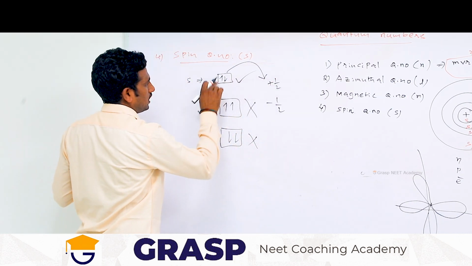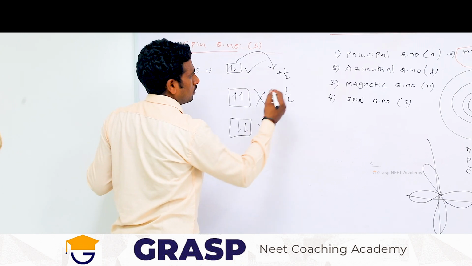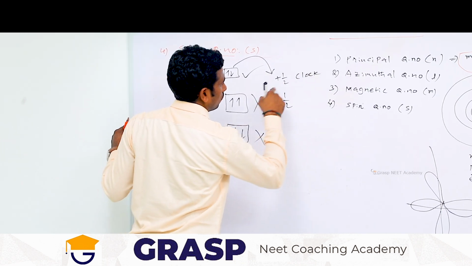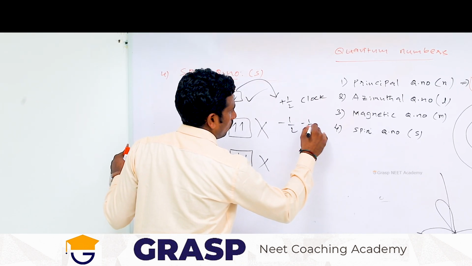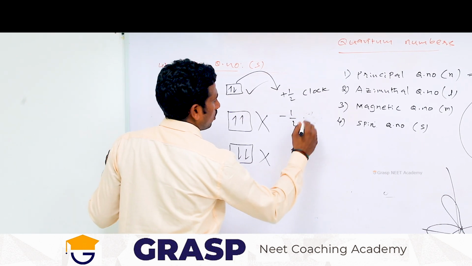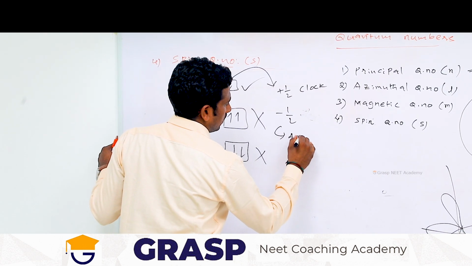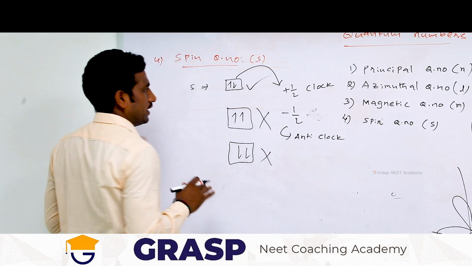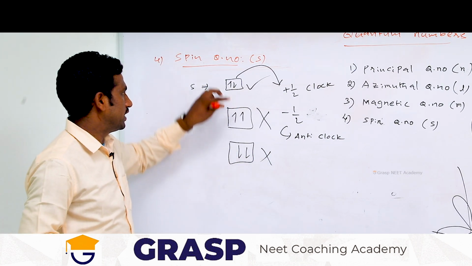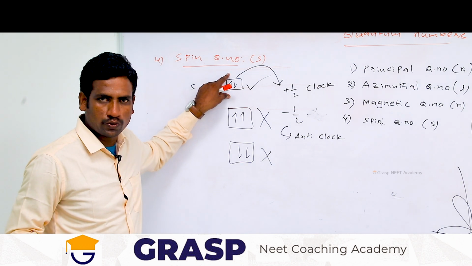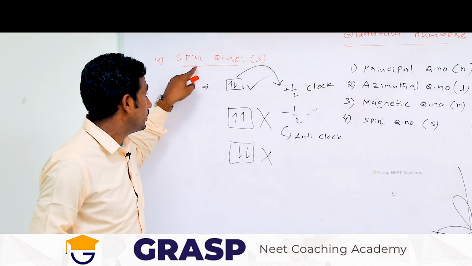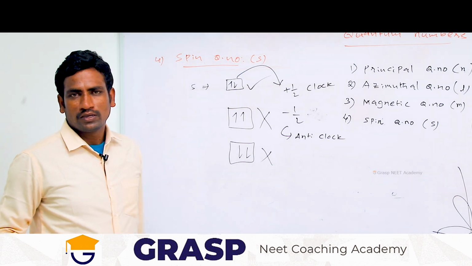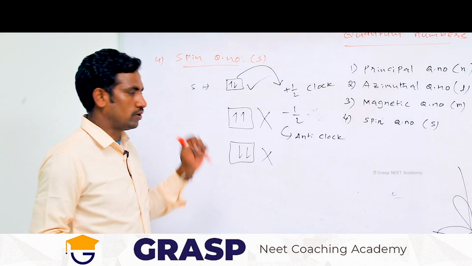The first electron's spin is called what? Clockwise direction, that is plus 1/2. The second electron's direction is anti-clockwise, that is minus 1/2. So the net spin in this orbital is 0. Like this, it explains the spin of the electron in the orbital.